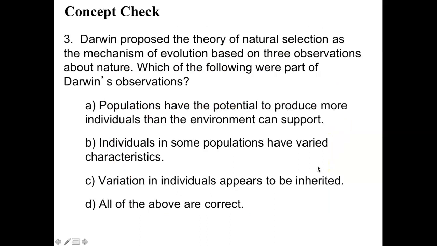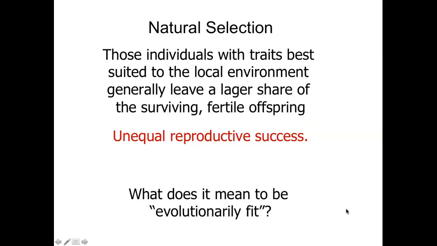Okay, so here's a concept check. Darwin proposed the theory of natural selection as the mechanism of evolution based on 3 observations about nature. Which of the following were part of Darwin's observations? You can pause the video to think about it, or I'll just tell you the answer right now. It's all of the above. So if you go back to the previous slide, each one of these, A, B, and C, were part of his observations.